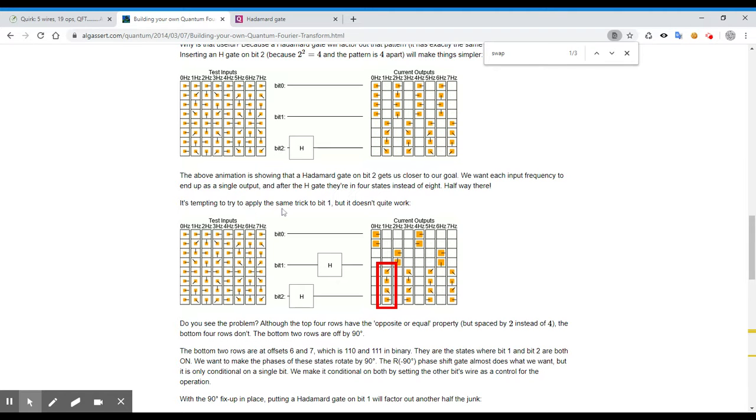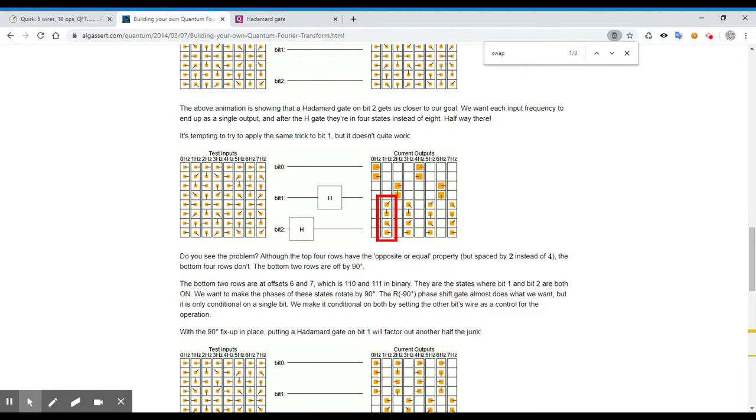It's tempting to try to apply the same trick to B1, but it doesn't quite work. Do you see the problem? Although the top rows have the opposite or equal property, but spaced by 2 instead of 4, the bottom 4 rows don't. The bottom 2 are off by 90 degrees. The bottom 2 rows are at offset 6 and 7, which are the states where bit 1 and bit 2 are both on.